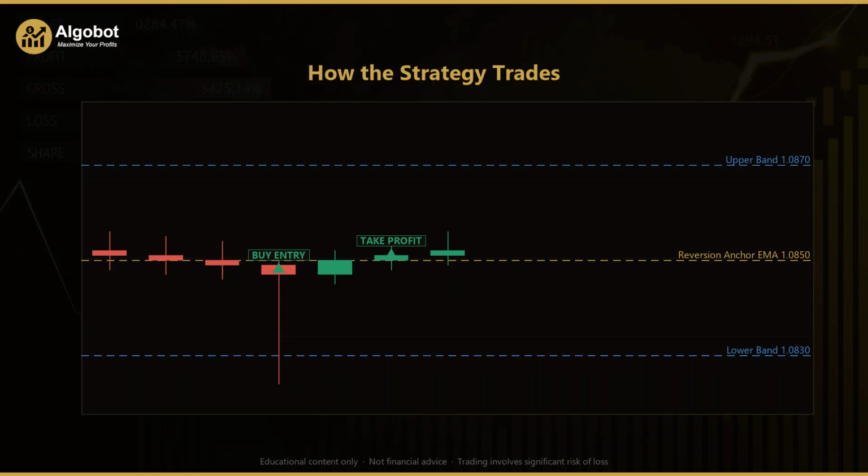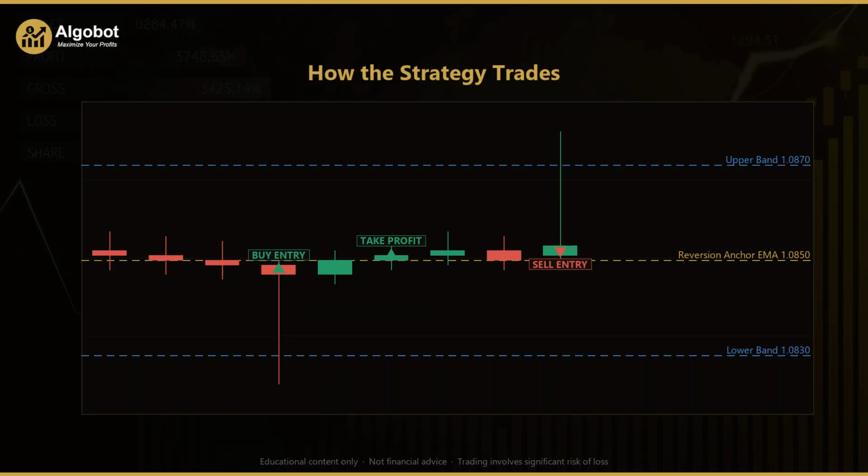And crucially, the bar before it was still inside the band. So this is a fresh, single bar spike, not part of an ongoing slide. All four long conditions are met, and the buy entry marker appears. The stop loss sits just below the spike low, and the take profit target is the anchor, the gold line.